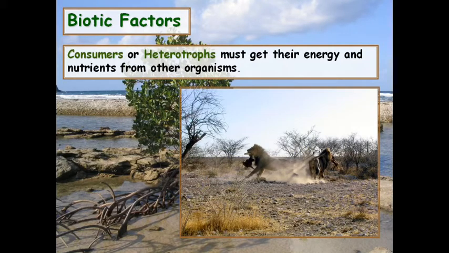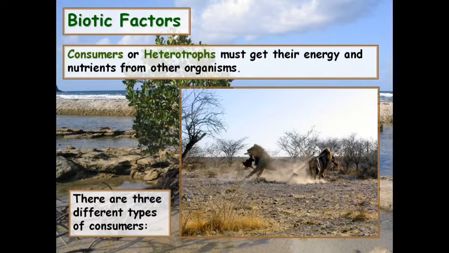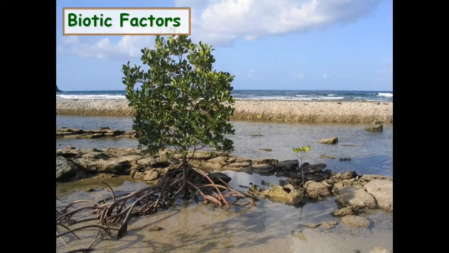Now that we have all these plants, we have to have someone that eats them. So a consumer is going to be something that eats something else. And we do have multiple types of consumers.